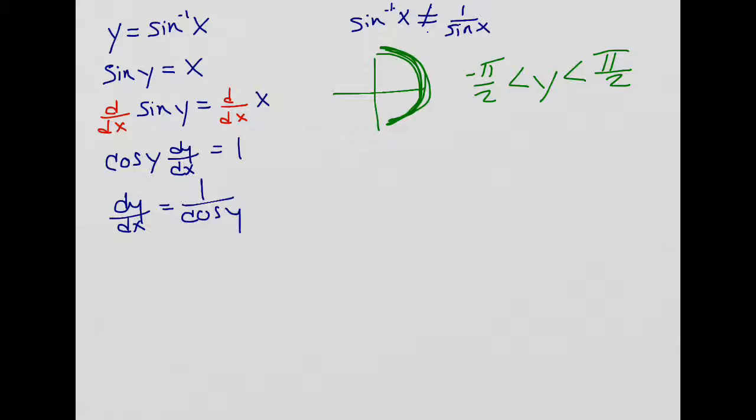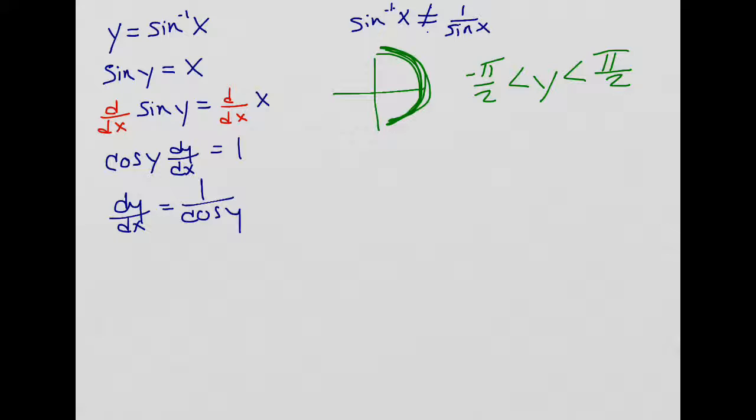And since y never equals pi over 2 and it never equals negative pi over 2, the cosine is never equal to 0. In fact, the cosine is always less than or equal to 1, but greater than 0 in this case. So not only do I know that the cosine of y is never going to equal 0, I actually know it's always going to be a positive value.